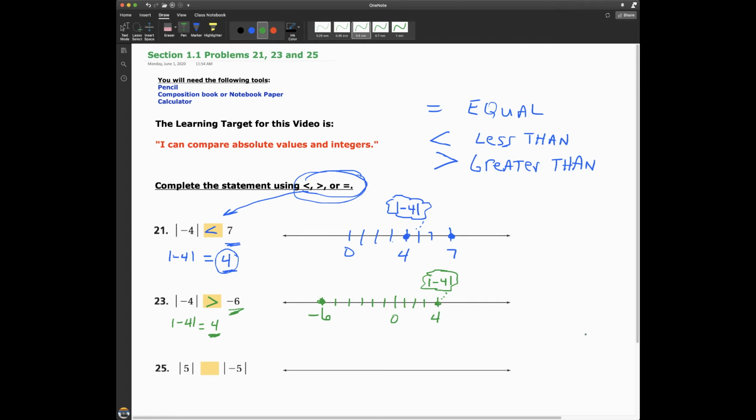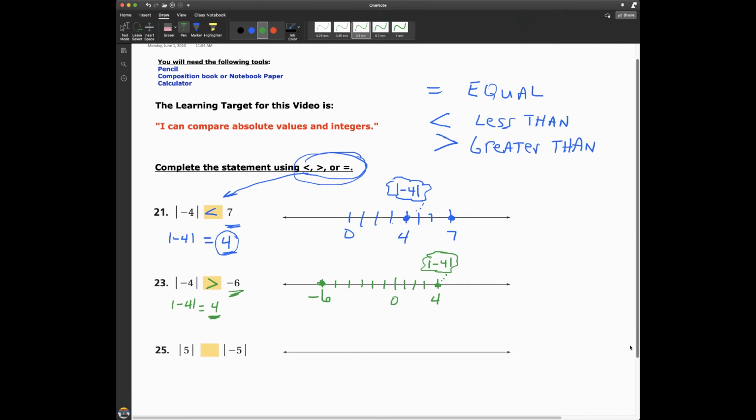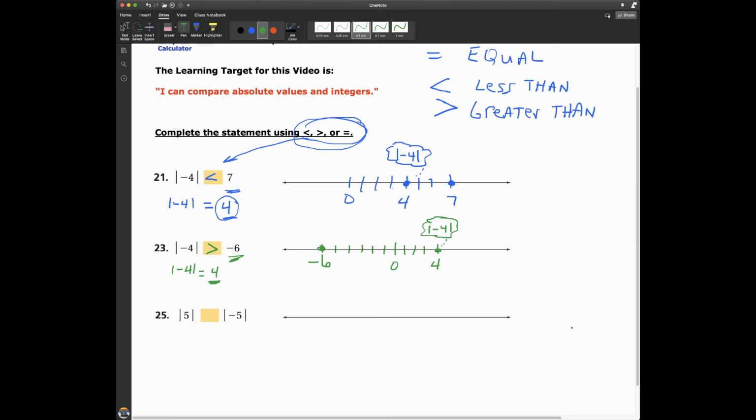So a number line is pretty helpful. You can actually visualize. Those of you that like pictures, use a number line. It's a very helpful tool. Very helpful. All right, and let's look at number 25.